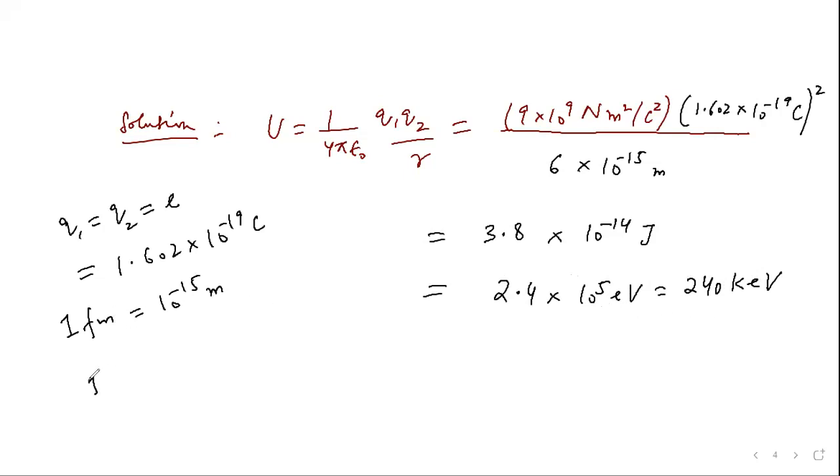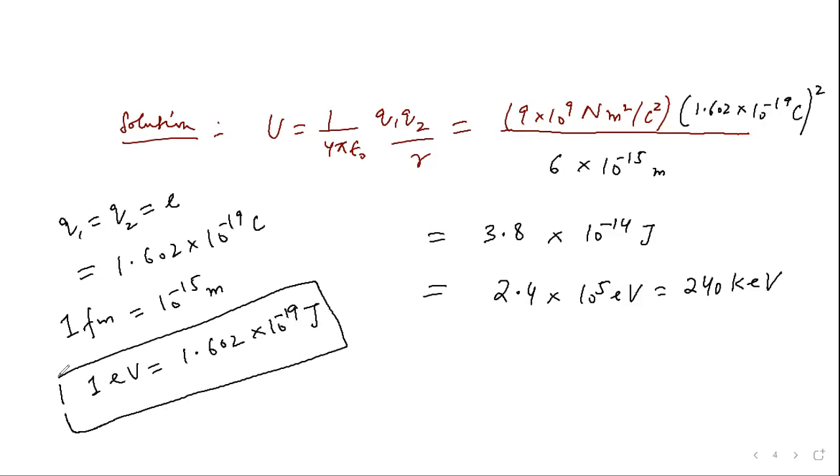You must be knowing 1 electron volt is 1.602 into 10 raised power minus 19 joule. There is a conversion relationship between electron volt and joule. Electron volt is another unit of energy. From this you can convert from joule to electron volt, right? And you also know that 1 kilo electron volt is 1000 electron volt, that is 10 raised to 3 electron volt. So we have used that fact here.